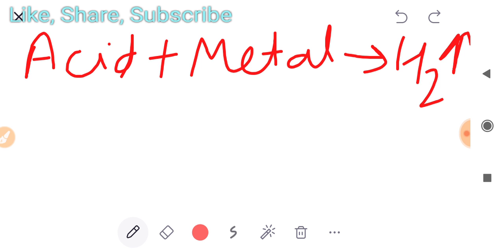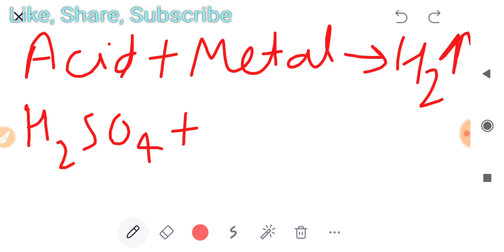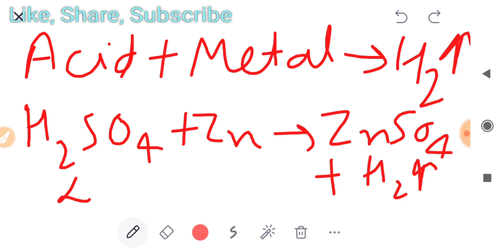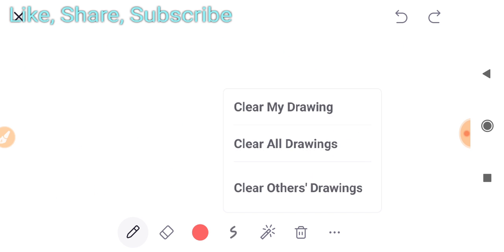Suppose we react H2SO4 with any metal, suppose zinc is here. So it forms zinc sulfate, plus hydrogen gas will be evolved. So these are the examples. And you have to remember not to forget to put dilute whenever you write this equation. For the exam perspective you have to be prepared about it.